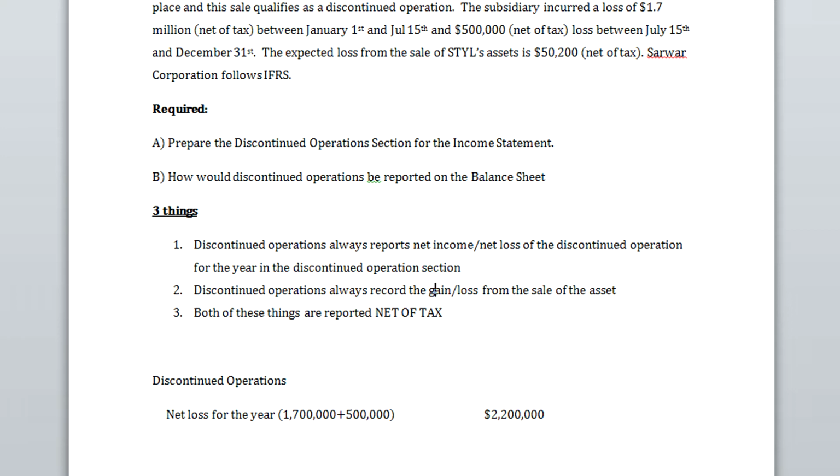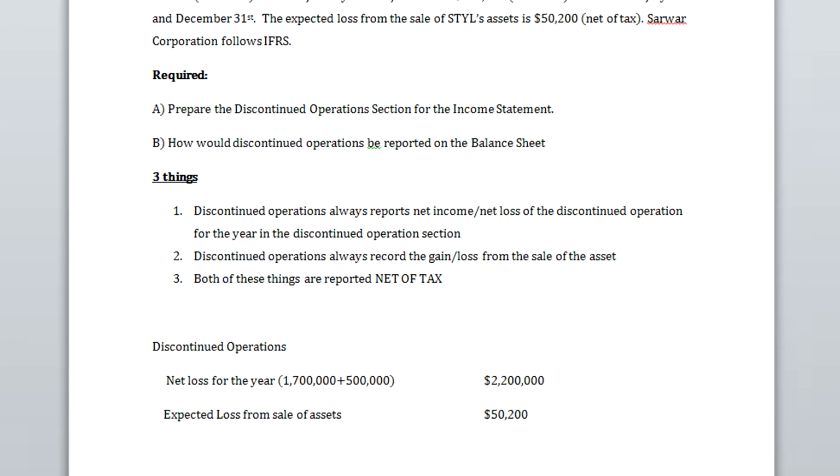Only one more thing to record, and that is the gain or loss from the sale of the asset. And we can clearly see right here the expected loss from the sale of the asset is $50,200 net of tax. So, expected loss from sale of assets, and this is just $50,200. Okay, so straightforward and easy enough. And what are we going to do to finish off the statement? We're just going to add it up. Total loss from discontinued operations. Okay, so if we add these two things up, we are going to get a total loss of $2,250,200. Okay, and that is basically how you prepare the statement.